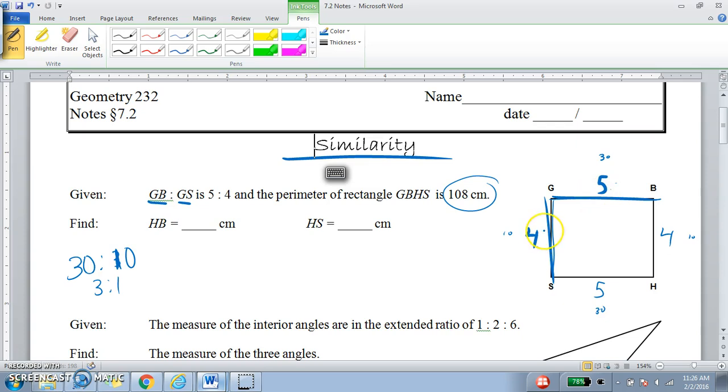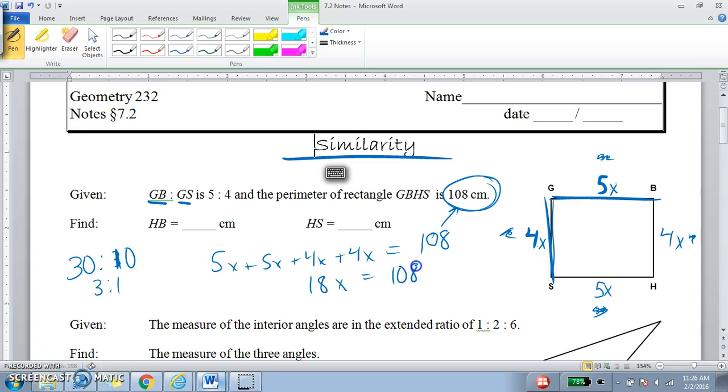This ratio was reduced by something, and we have to figure out what it was reduced by to get us back to a total of 108 when we add up all the sides. So we'll just call that number that we reduced by x, because we know it has to be the same thing for all of them. So if I add up all of these sides now, 5x plus 5x plus 4x plus 4x, I want all of that to equal 108, the perimeter. And then we need to figure out what x is so that that gives us a total of 108. So if I add up all these, I get 18x equals 108.